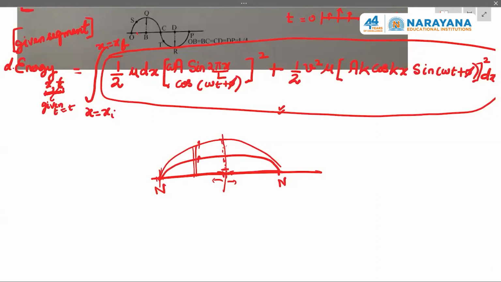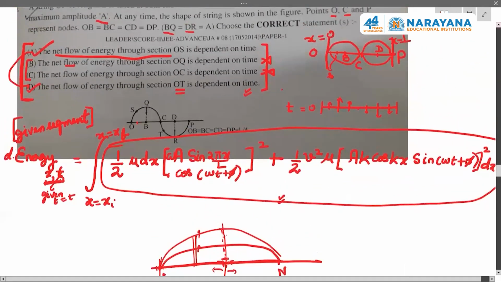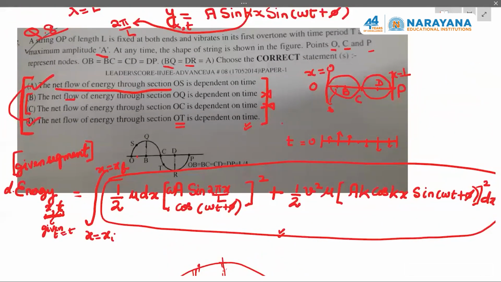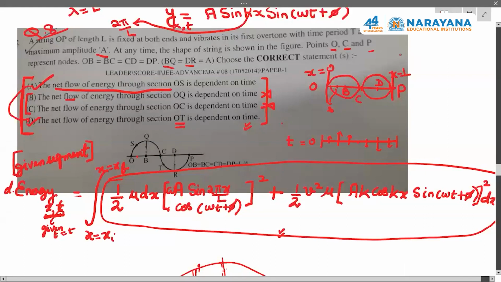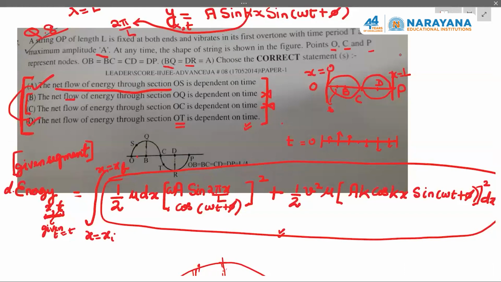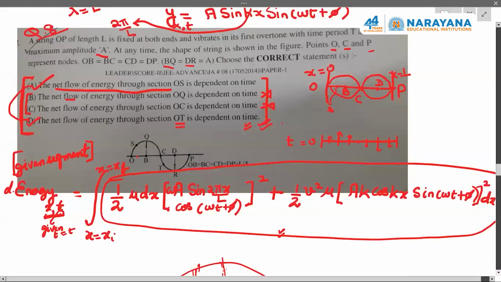So the same thing I am using here while answering the question. If you observe all the ideas that I have given here, we can understand that the net flow of energy through the section OS is dependent on time. Yes, it will change. OQ, that is not changing, that is between node and antinode. OC, again, it is not changing. And OT, this part is constant, but CT will change. So it is actually changing. It is dependent on time. So D option here will be the correct answer.